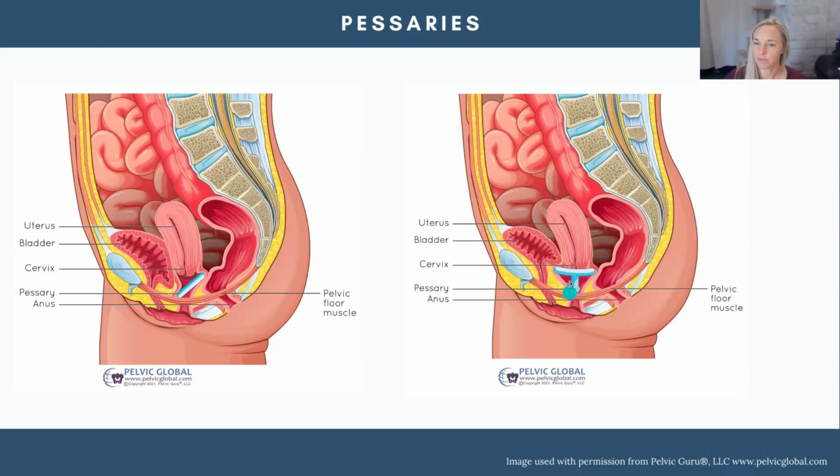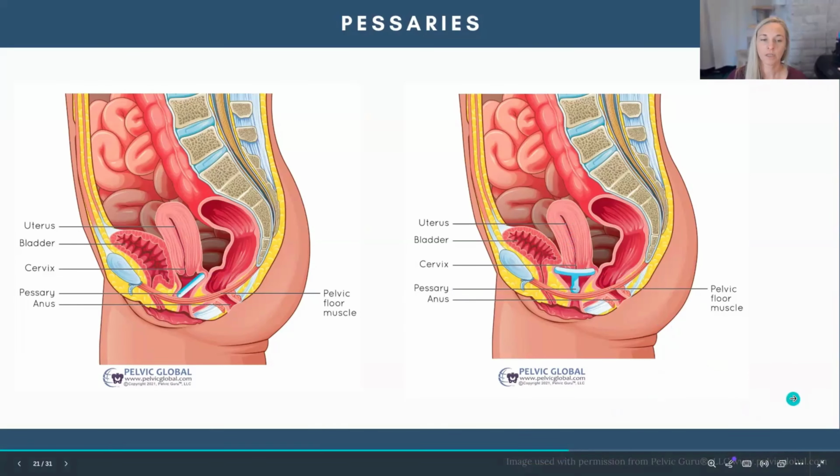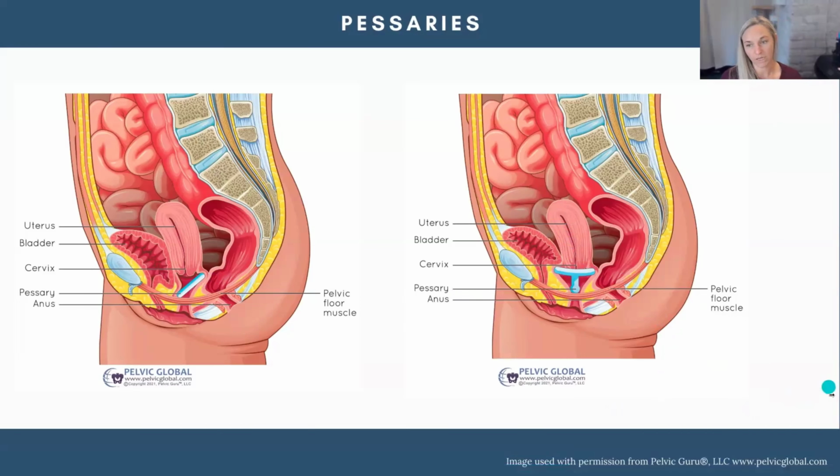And over here, this is one that has a little nodule at the bottom, and it is supporting the uterus, but you can also see how it's giving a little support for the bladder and also the rectum here too. So pessaries can be a great option prior to doing surgery.